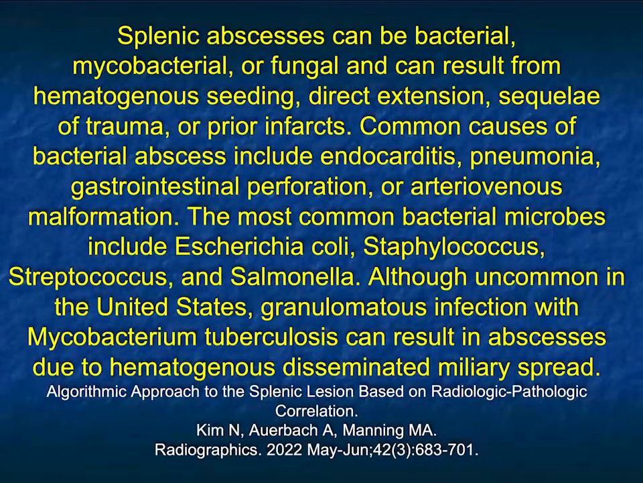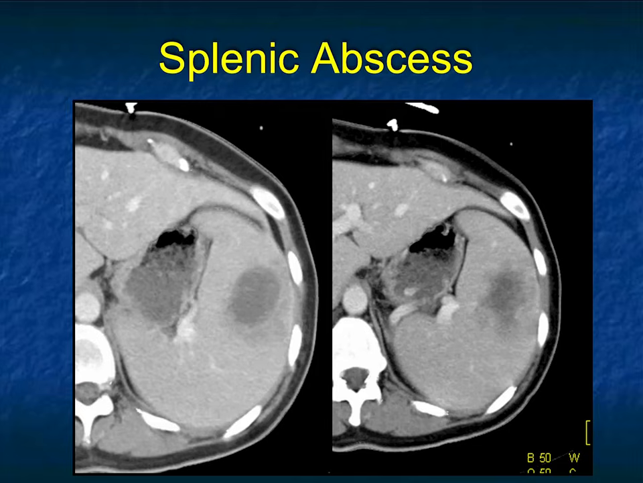One of the things is they're great mimickers, right? Because a low-density lesion in a spleen in a patient who's febrile, well, that could be lymphoma. So lymphoma and splenic abscesses can present with similar history and similar presentations. And again, there is a lot of bacterial microbes, including E. coli, staph, and strep, and salmonella, that can cause abscesses in the spleen.